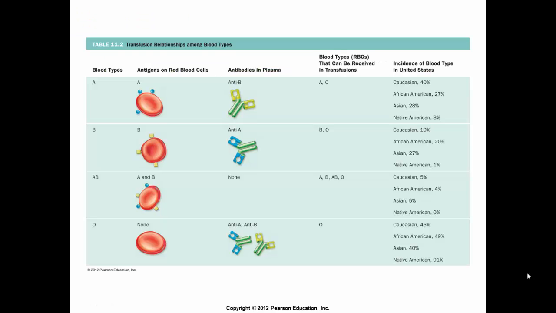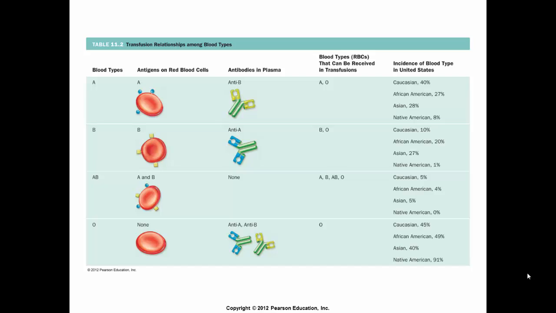The table shows the different blood types, the antigens on the red blood cells, and the antibodies found in the plasma. So for blood type A, you see it has the A antigen on the red blood cell surface. Thus, it would have anti-B antibodies in the plasma. So blood types that they might receive in a transfusion would be either type A or type O, because recall that type O has neither antigen on its cell surface.